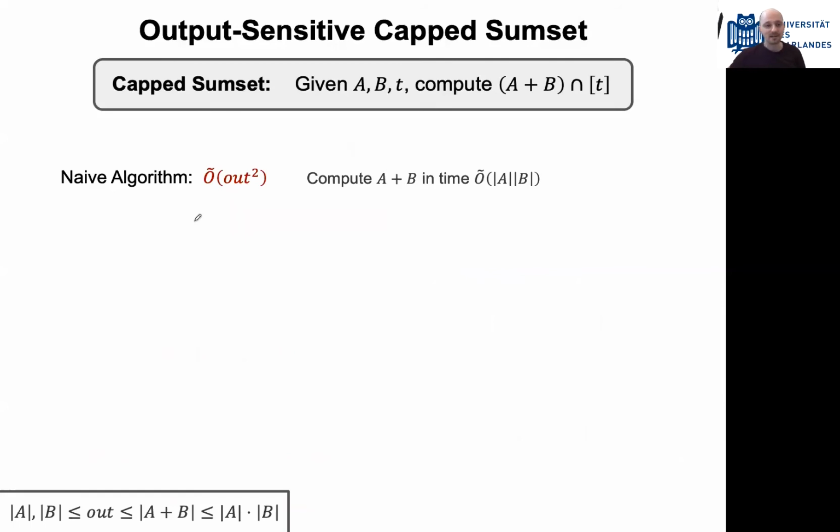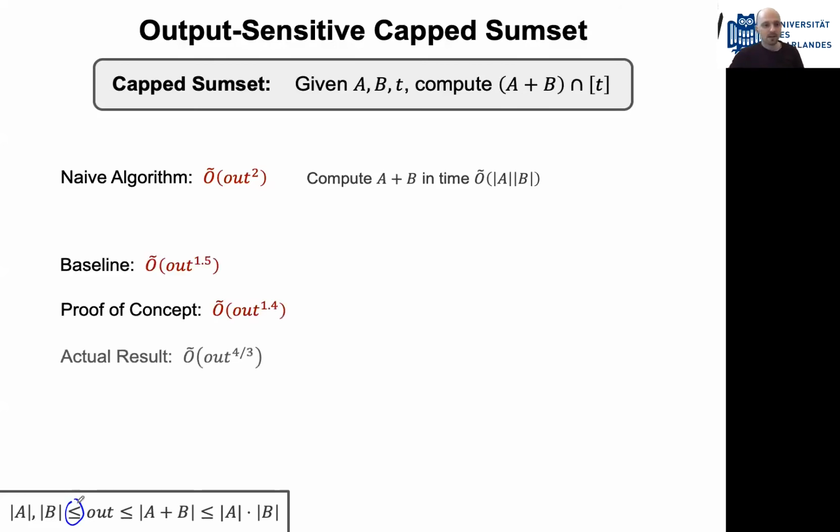Let's first analyze the naive algorithm. Naively, we can just compute the Sumset A plus B by enumerating all pairs of an element in A and an element in B. Then we collect all these sums, throw away the ones that are above T, and we get the kept Sumset. Now this runs in time size of A times size of B, which using this inequality here is at most out squared.